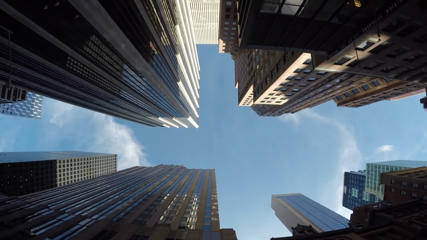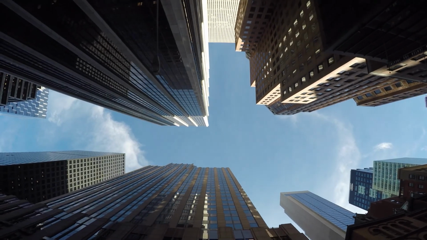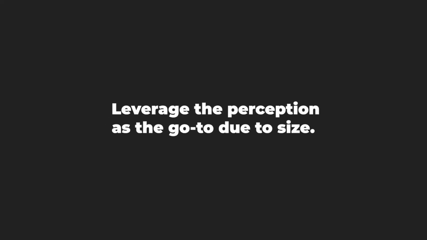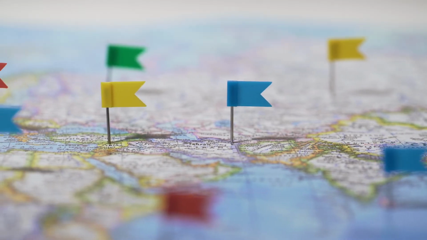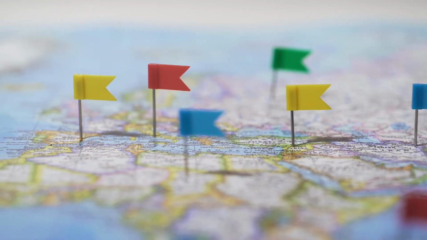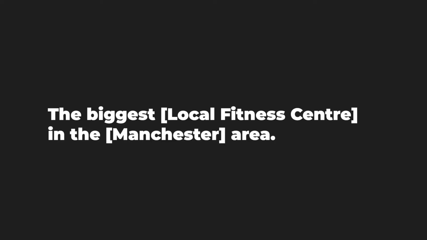Number 22, emphasize the size. Now, if your brand can stake a claim to being the biggest gym, the biggest beauty center, the biggest mechanic, removalist, or any other type of business for that matter, you can immediately leverage the perception as the go-to for size. Now, this can be used effectively with geographic location when otherwise a brand wouldn't be able to do that. A global brand wouldn't be able to make that claim. So, for example, the biggest local fitness center in the Manchester area.